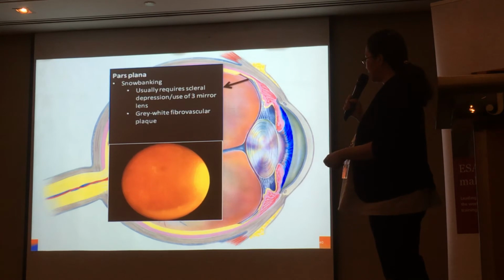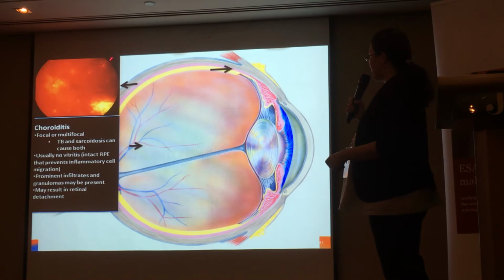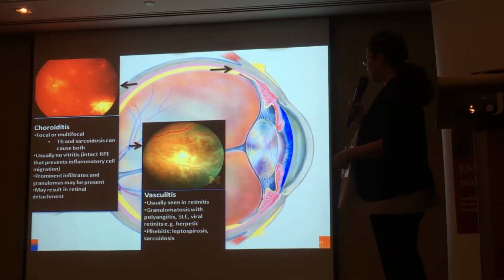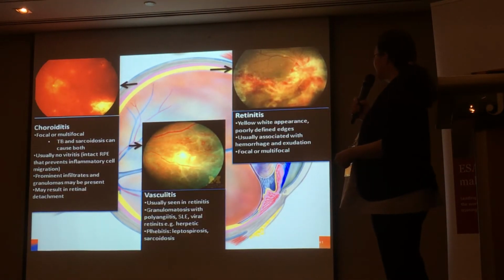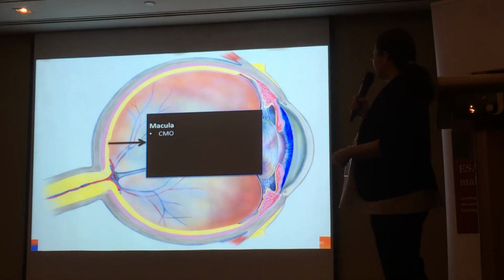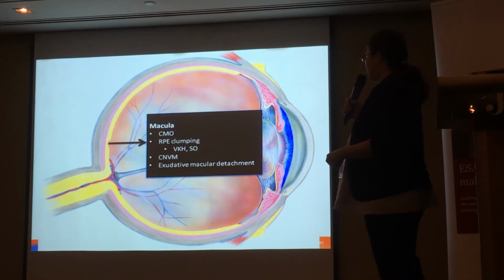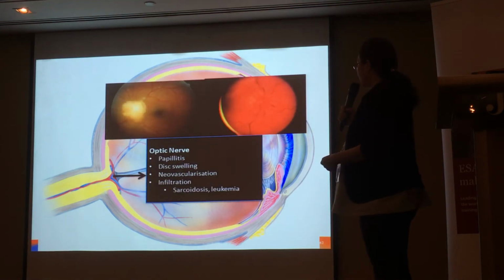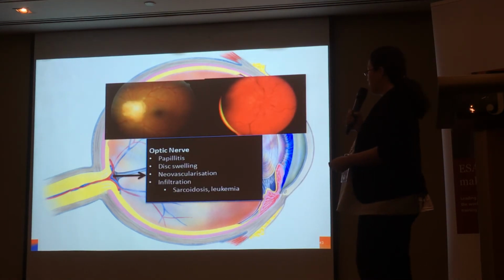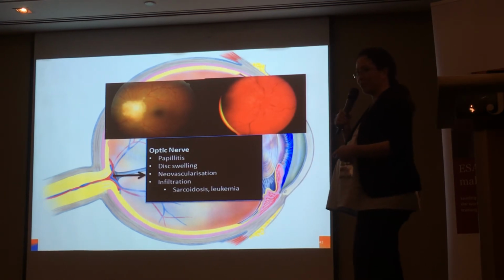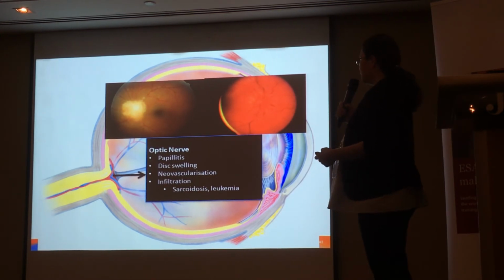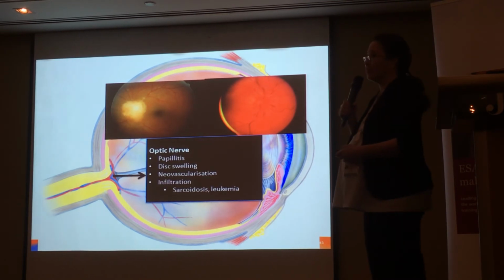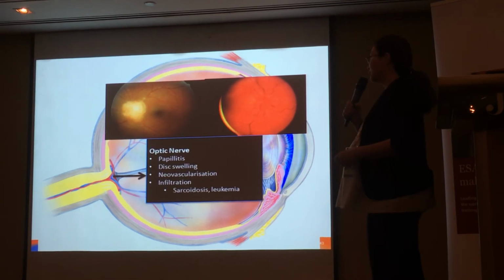It's a bit hazy because of all the vitreous cells, and evidence of some choroiditis. Then again, the entire list of causes will have to be considered. Vasculitis here, and retinitis. Then at the macula, you look for CMO, RP, pigment clumping. And at the optic nerve, you look for, as I shared with you, infiltration. You saw my patient with the sarcoid granuloma, the swelling as a result of the inflammation, or whether it's concurrent optic neuritis.